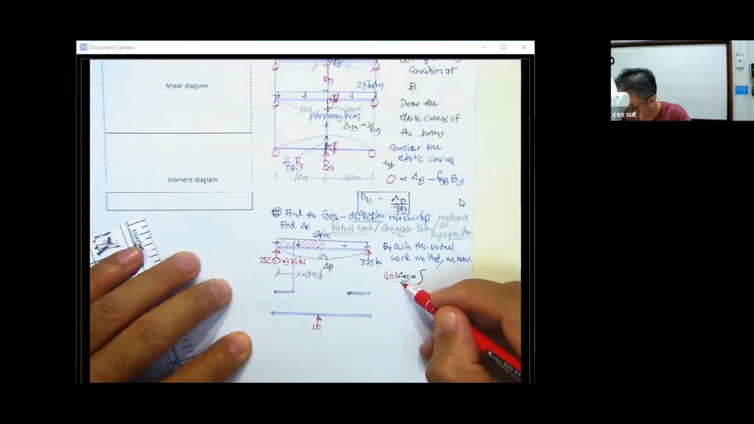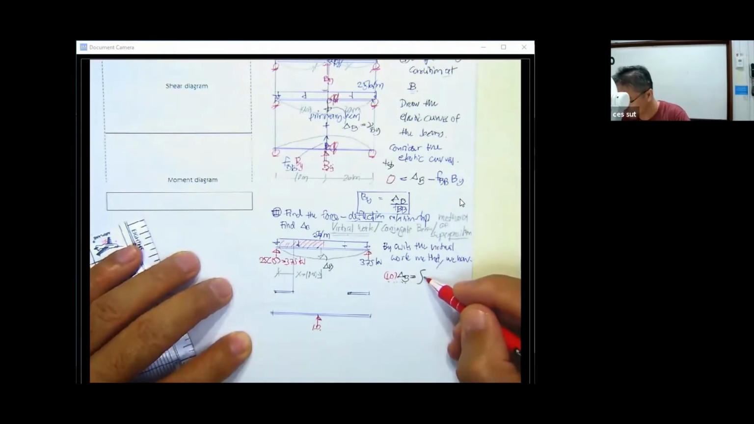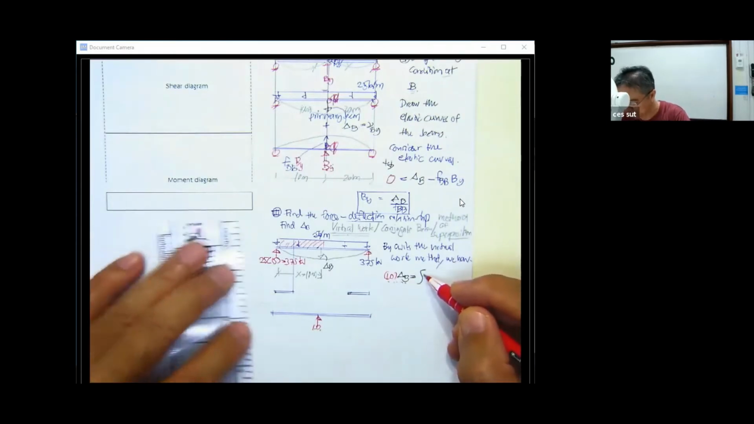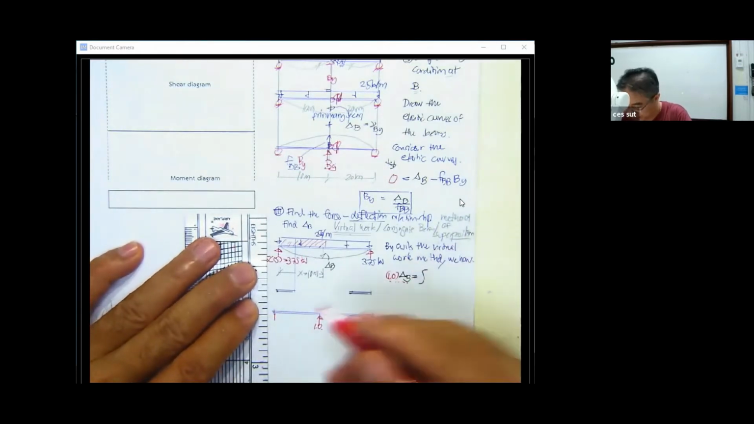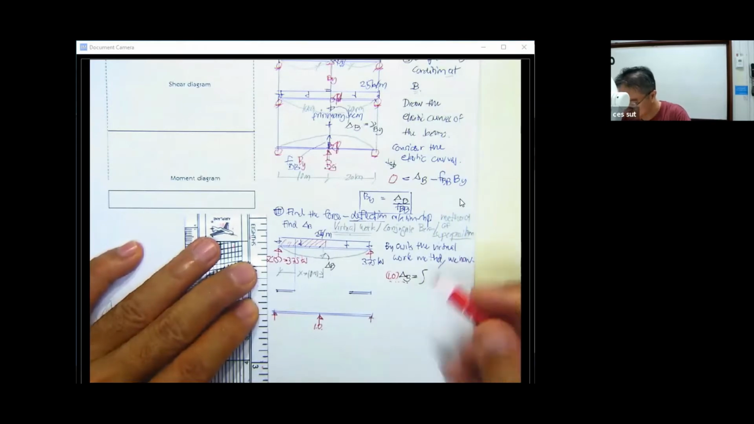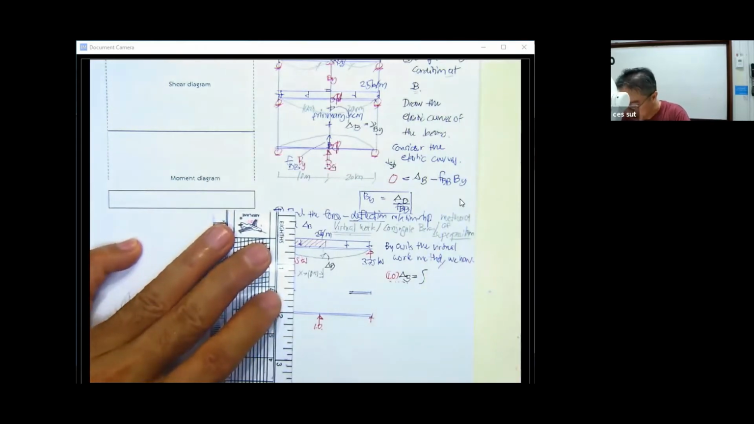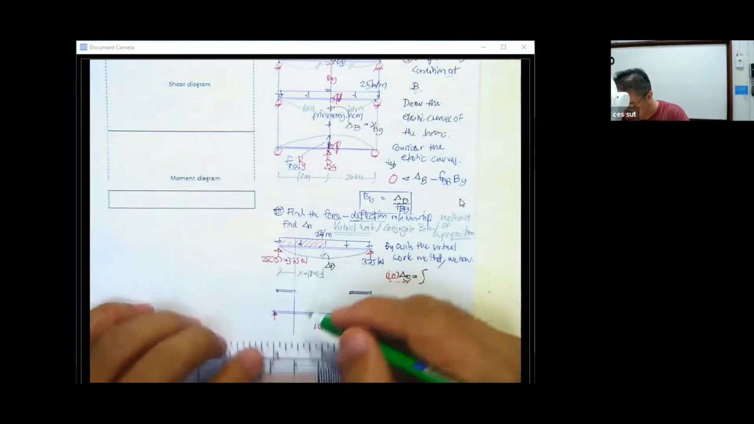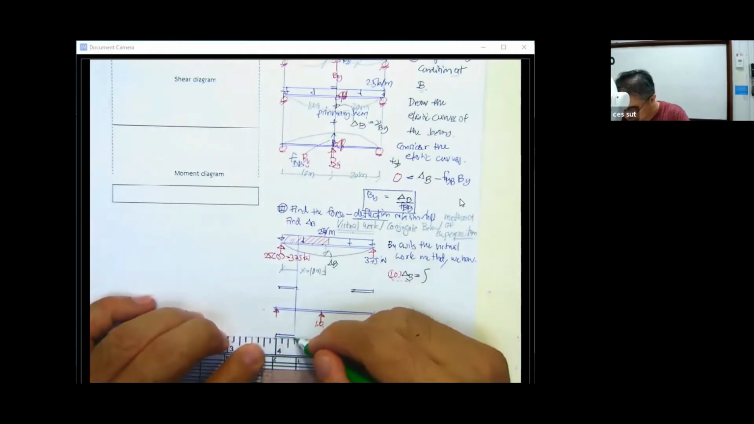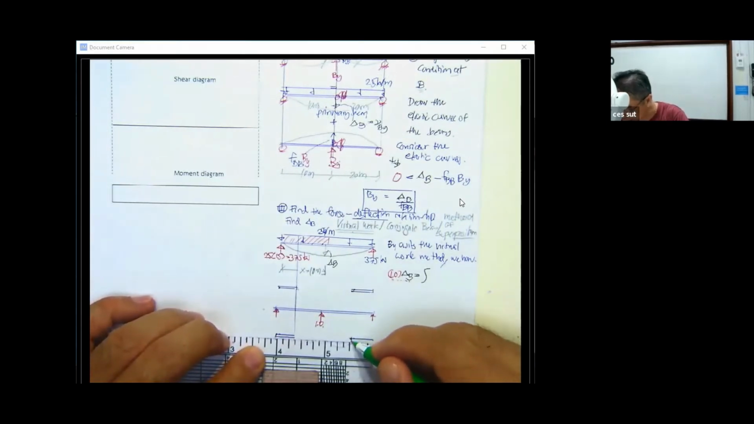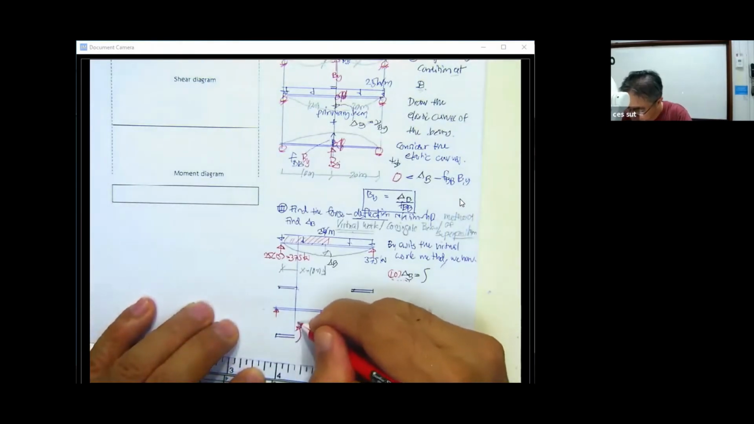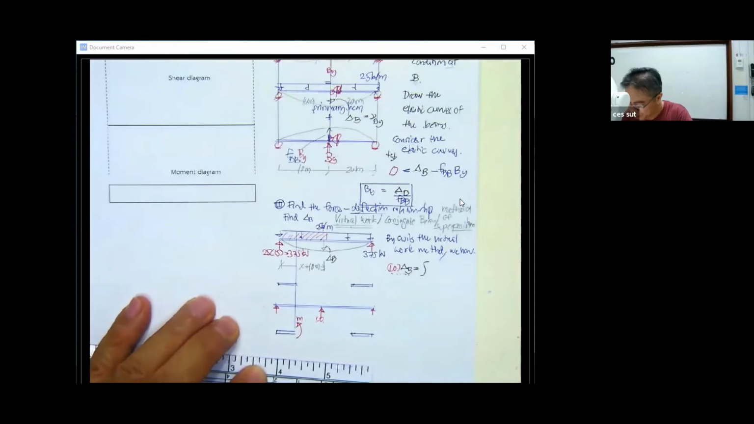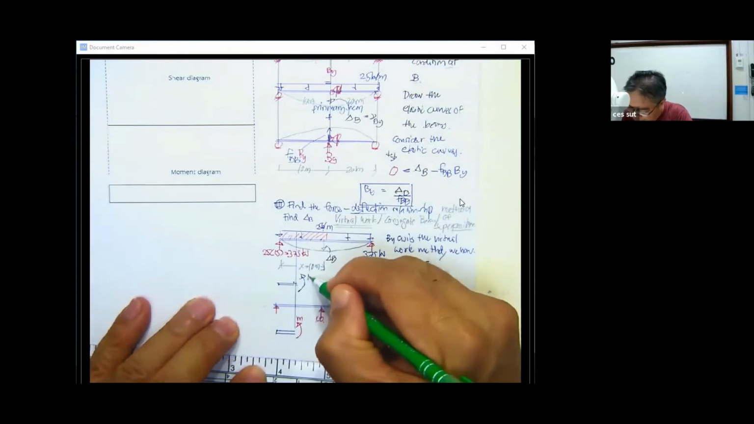This is going to be the external virtual work, which is going to be equal to the integration of the moment due to the force. So under the 1.0 unit load, we are going to have the moment. The moment here is going to be small m. The moment here is going to be capital M.